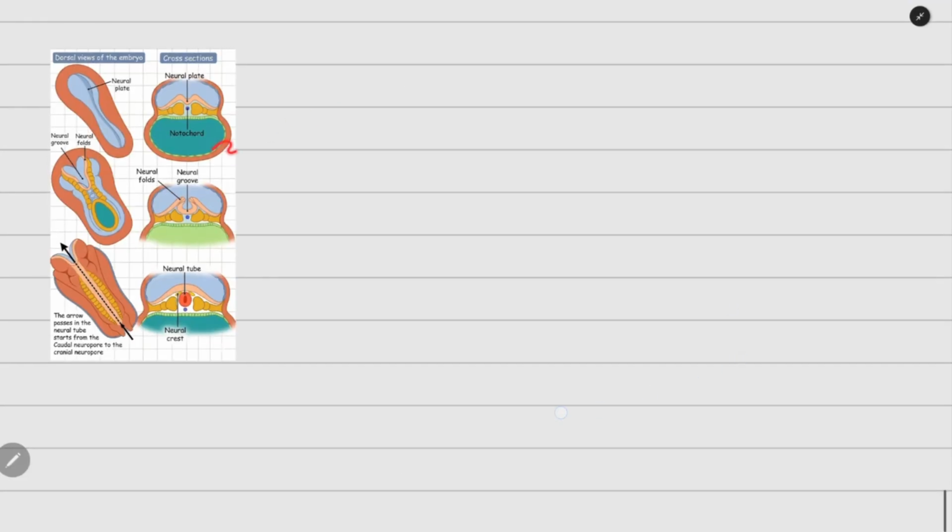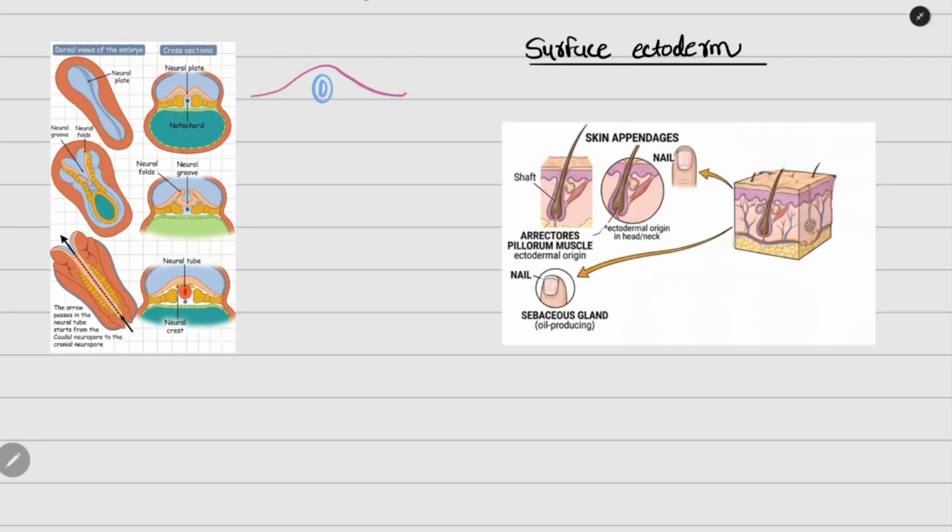As we saw, the surface ectoderm is here, and there will be formation of the neural plate, then neural groove, and finally the neural tube will be separated, and the surface ectoderm will continue with each other. We can assume that the neural tube is inside and the surface ectoderm is outside, so it forms mostly the outer parts of the body. So first let us see the body covering formed by surface ectoderm.